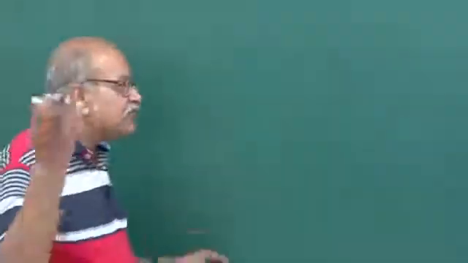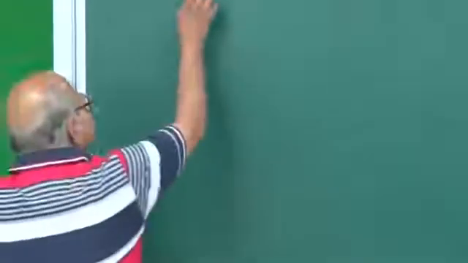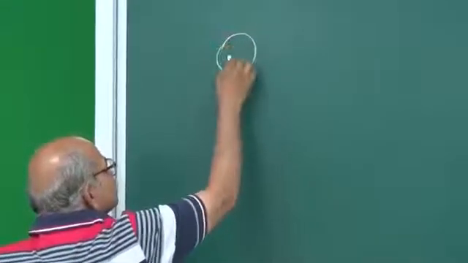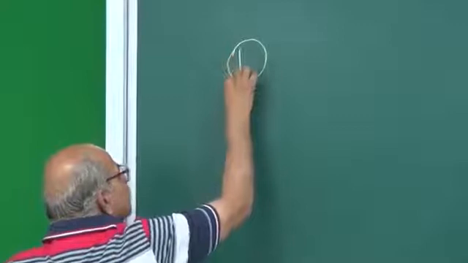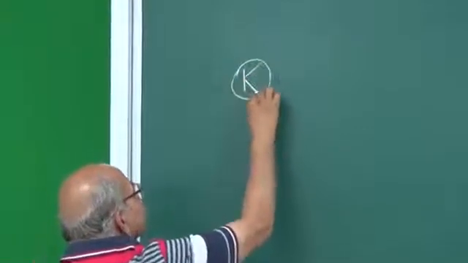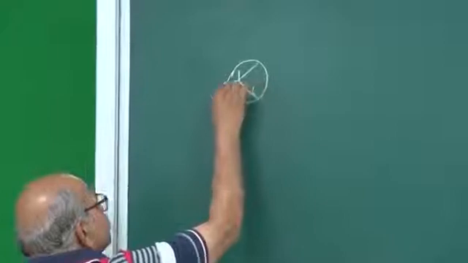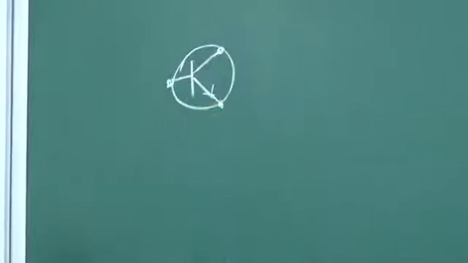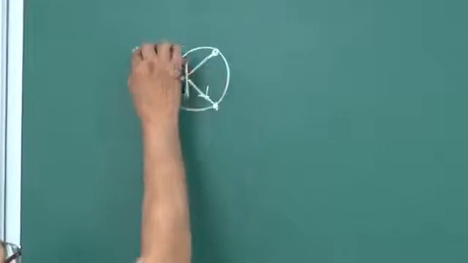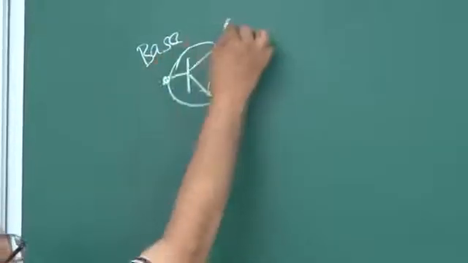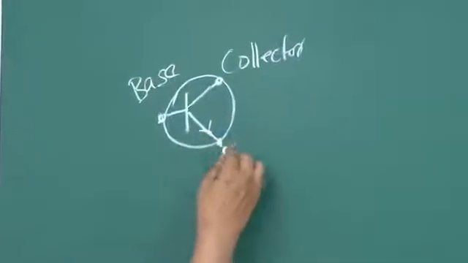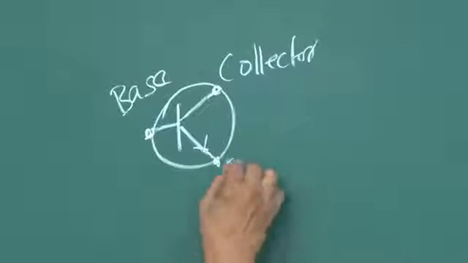So, essentially we have three parts, three units or three terminals, let us say. The symbol is like this. You have a line here, a line here, a line here with an arrow. And these are the connecting points, from where you have those leads coming out. And this one is definitely base. This one is collector. And this one is emitter.